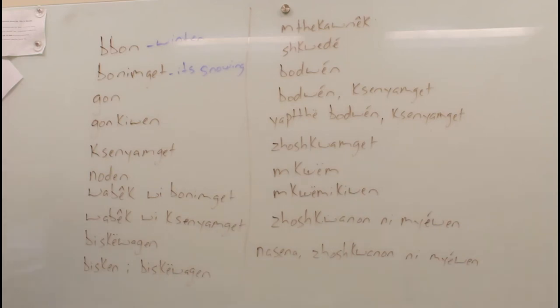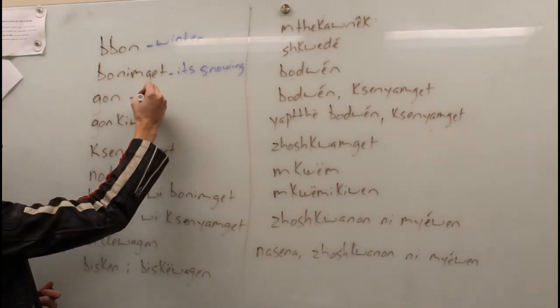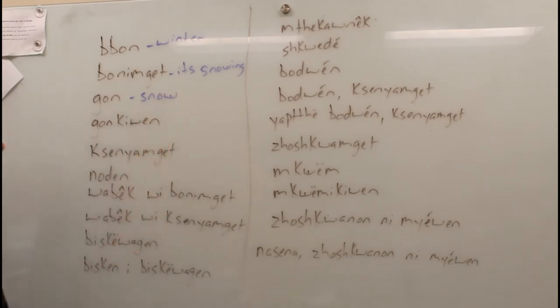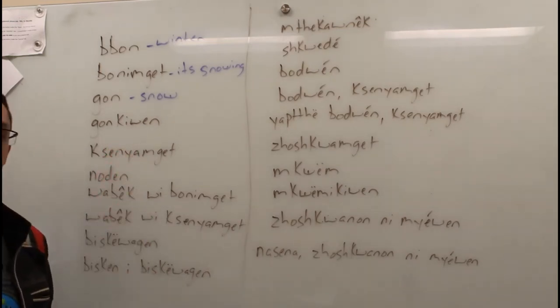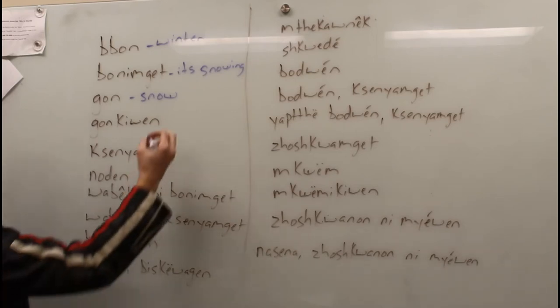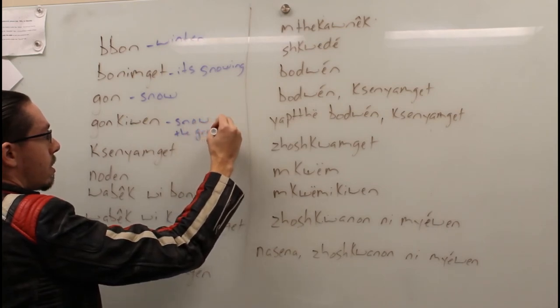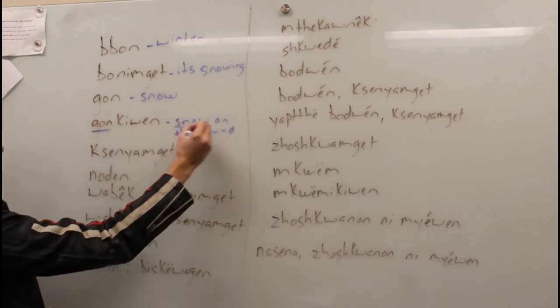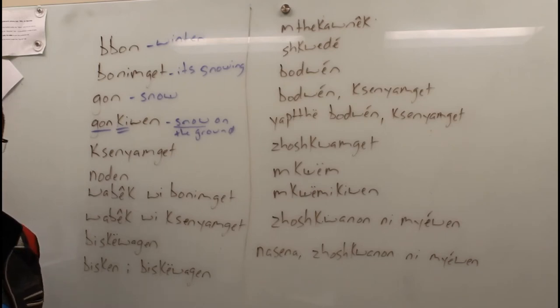Next one we have is gone. Gone is our word for snow. That's the noun. Gone, snow. Now, if I said gone kiwin, gone kiwin means there is snow on the ground. So that gone, it's snow. Ki, you see it as ka. That means to be on the earth or on the land.